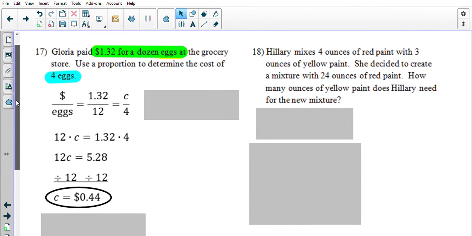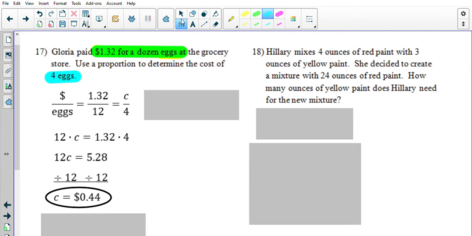All right, number 18. Hillary mixes 4 ounces of red paint with 3 ounces of yellow paint. She decided to create a mixture with 24 ounces of red paint. How many ounces of yellow paint does Hillary need for the new mixture? So working with proportions to keep things equivalent. If you want to make a recipe that's larger or smaller than what's given, or if you're making a mixture of paint, for example, they do this when they mix different paint colors. If you've ever repainted a room in your home and you go to get that paint mix, they want to make sure that if they're using a larger amount, that they keep those proportions correct. Because if the proportions aren't, the color is not going to look the same.